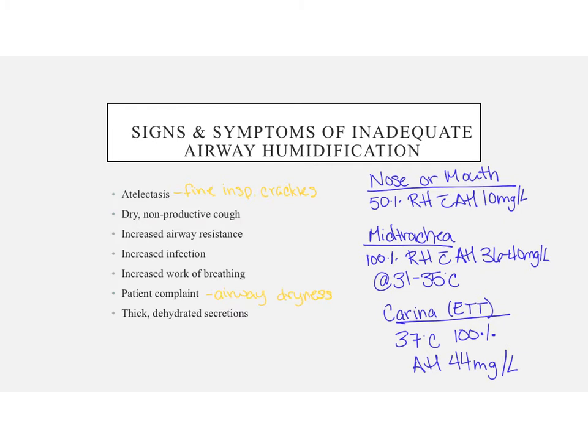With that being said, if we are delivering gas through an artificial airway, we can cause damage in minutes if we do not add heat and humidity. So we will damage the lower airway if we are not adding heat and humidity with an artificial airway. So humidification is mandatory with endotracheal tubes and trachs.